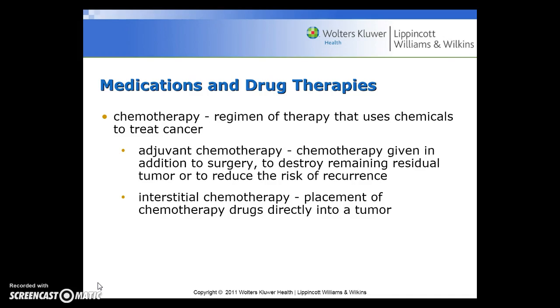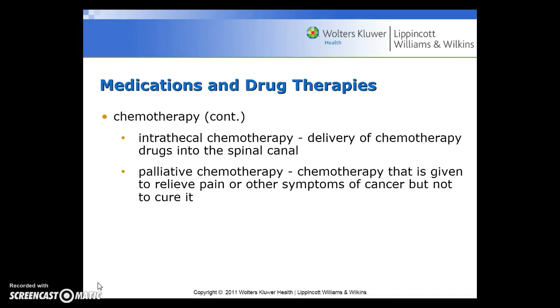Chemotherapy is a regimen of therapy that uses chemicals to treat cancer. There's adjuvant chemotherapy and interstitial chemotherapy. So adjuvant is given in addition to surgery to destroy remaining residual tumor or reduce the risk of recurrence, and interstitial is placement of the chemotherapy drugs directly into the tumor.